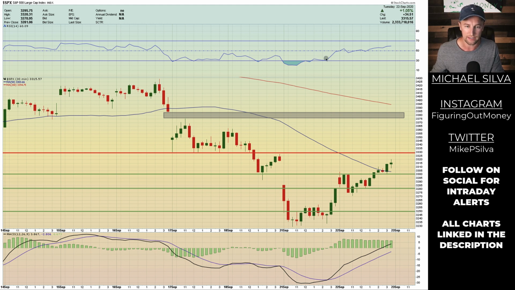Now our RSI indicator is nice and bullish. We're moving in the upside direction, so that's good. Our MACD is bullish, so that's good. We have nice support down here, and we recaptured the 50 period moving average.